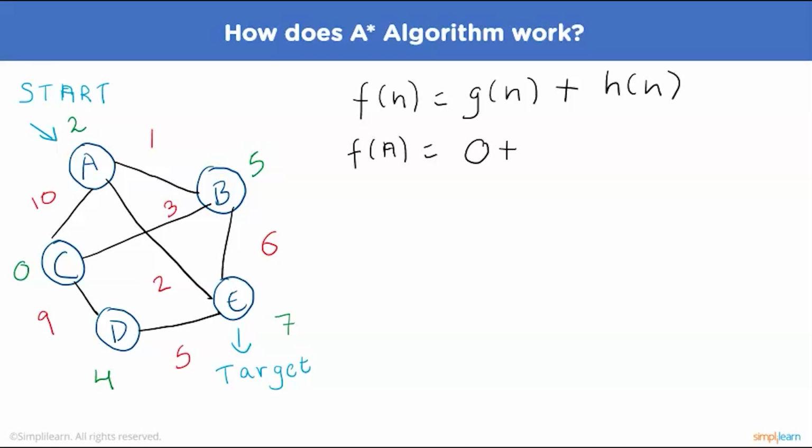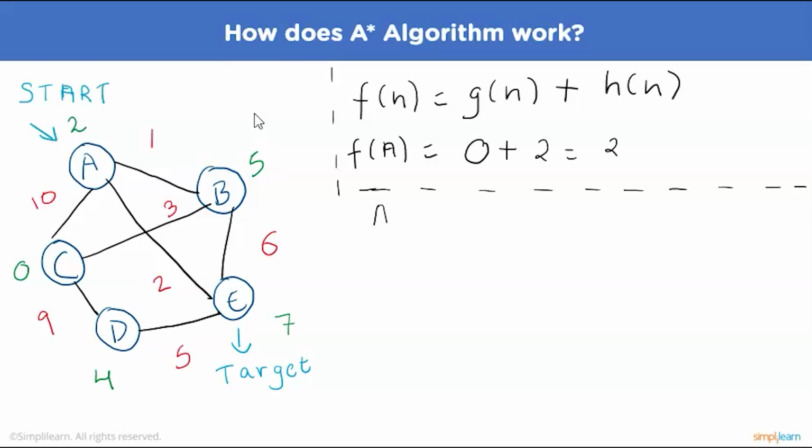Next, we're going to add the heuristic value of A. In this case, 2. So 0 plus 2. So f of A is 2. Right? So this is the first node that you've considered. Okay. Now, after taking node A, we have three different options: A to C, A to E, or A to B.